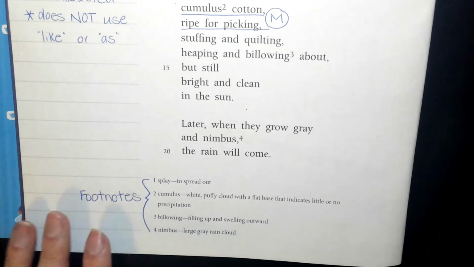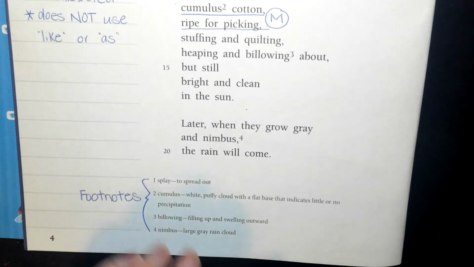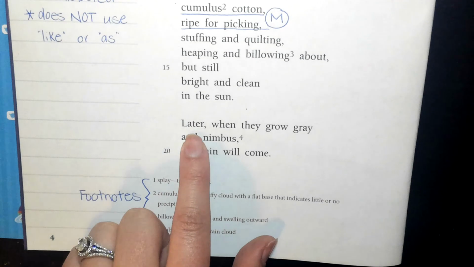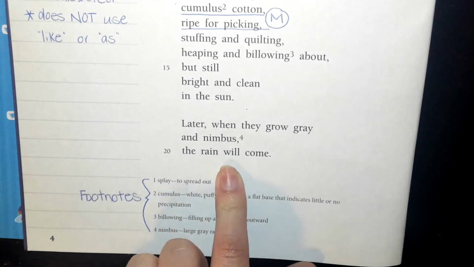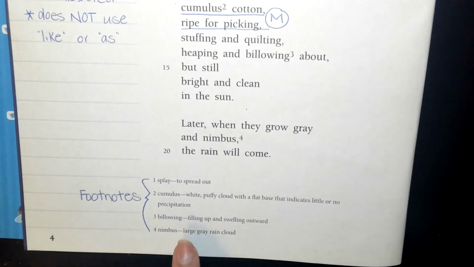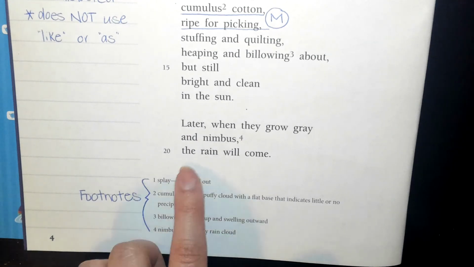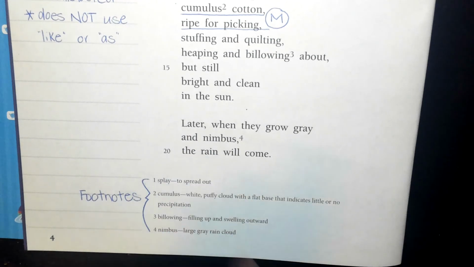So let's see how it's being used in line 19. It says, later when they grow gray and nimbus, the rain will come. So see, that makes sense. The large gray rain cloud will come before the rain will. So go ahead and copy down that footnote and then write what you think it helps you visualize.